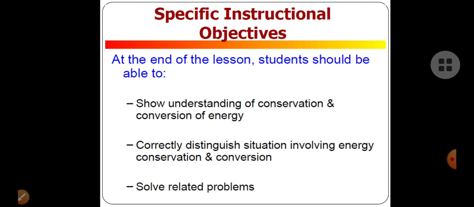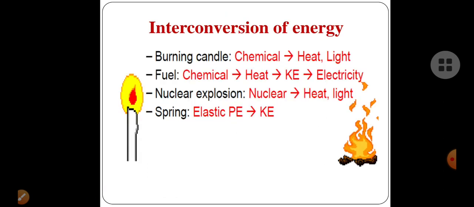So after discussing these concepts, at the end of the lesson, students should be able to show understanding of conservation of energy, correctly distinguish situations involving energy conservation and conversion, and solve related problems. So let us start. Before discussing the law of conservation, let us ponder some examples in which interconversion of energy is taking place. Like when a candle is burning, what happens?